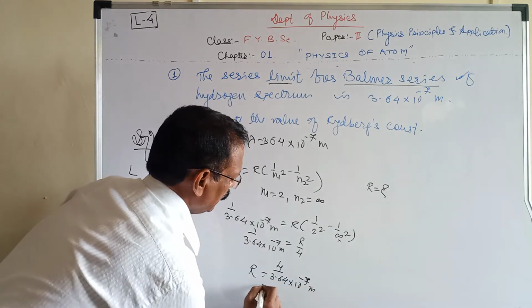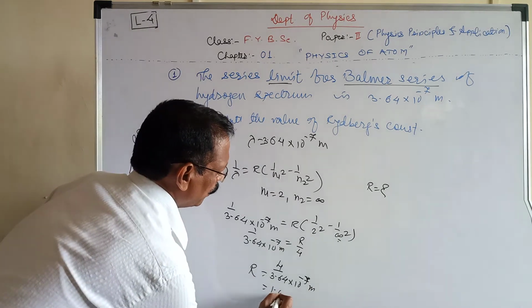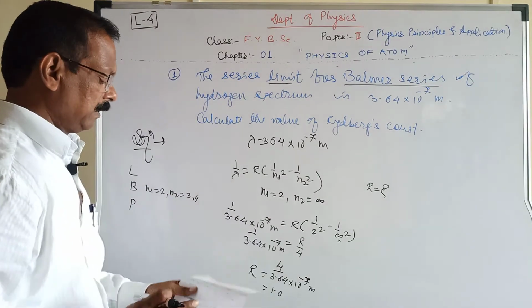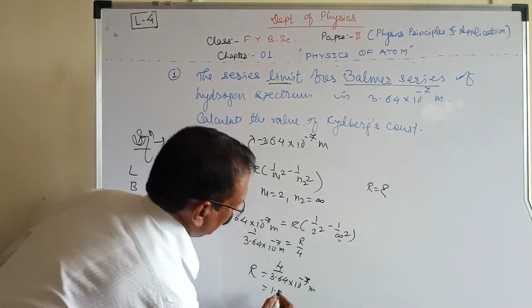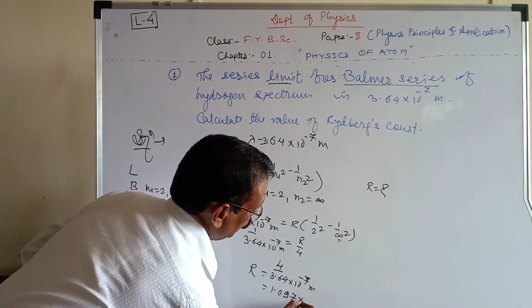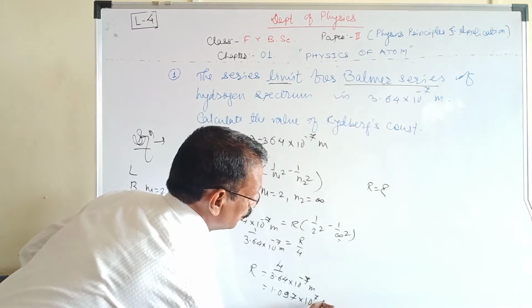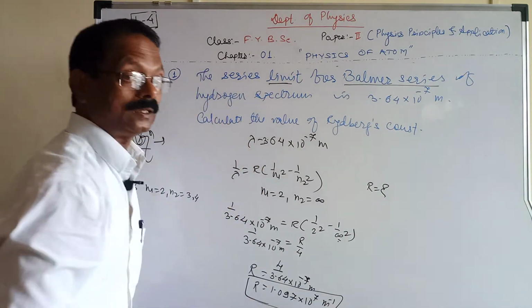Now we have 4 upon 3.64, it is nearly 1.097, so we have to write the value of that here. 1.097, the 10 raised to minus 7 goes to the numerator here, into 10 raised to 7 per meter. So this is the value of R, the Rydberg constant. So it is very simple here.